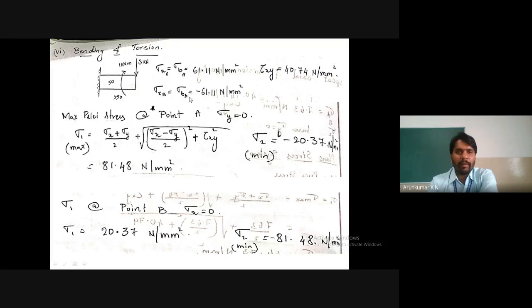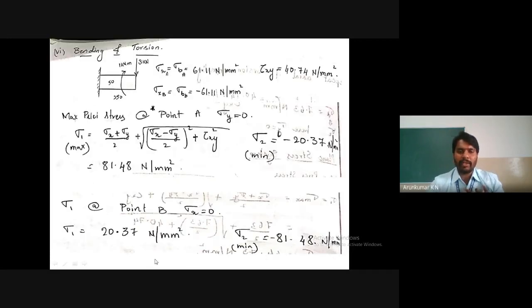Sigma x at B, it will become minus 61.11. Take sigma x as minus 61.11, sigma y is 0, tau of xy will remain same. At point A and B, this will remain same. At point A, sigma x will become 61.11. At point B, sigma x will become minus 61.11.